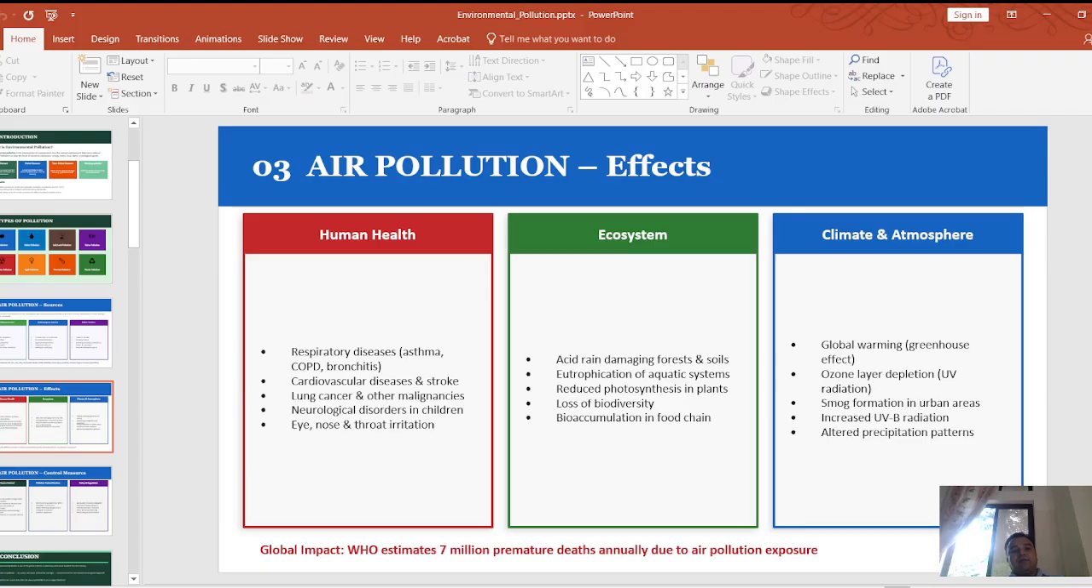Air pollution significantly impacts ecosystems. Acid rain damages forests, soils, and water bodies, while excess nitrogen deposition causes eutrophication in aquatic systems. Pollutants can reduce photosynthesis in plants, decrease crop productivity, and contribute to biodiversity loss.